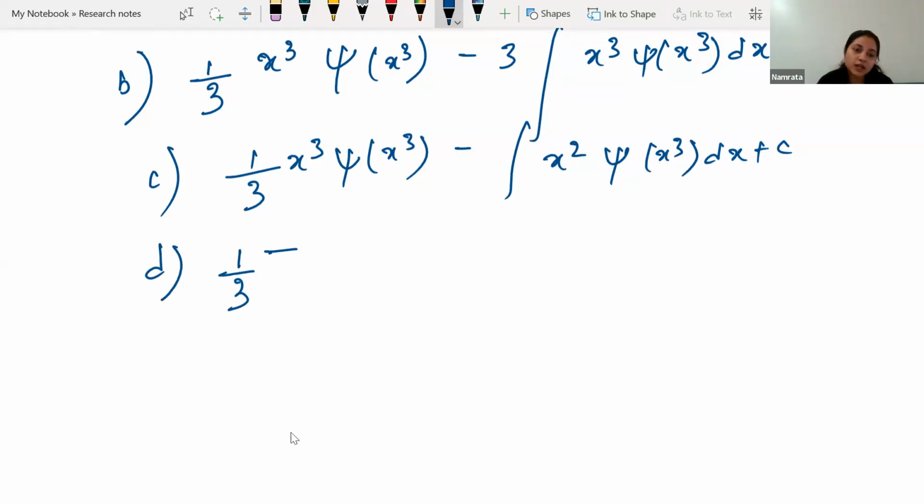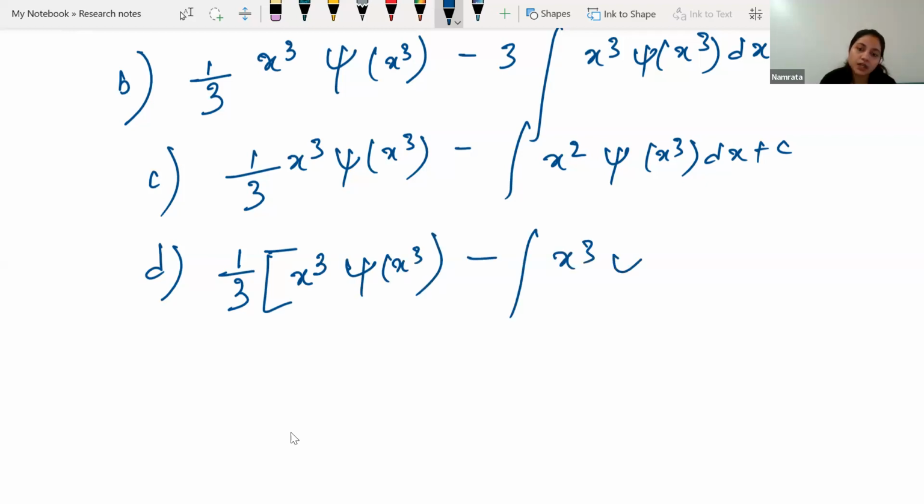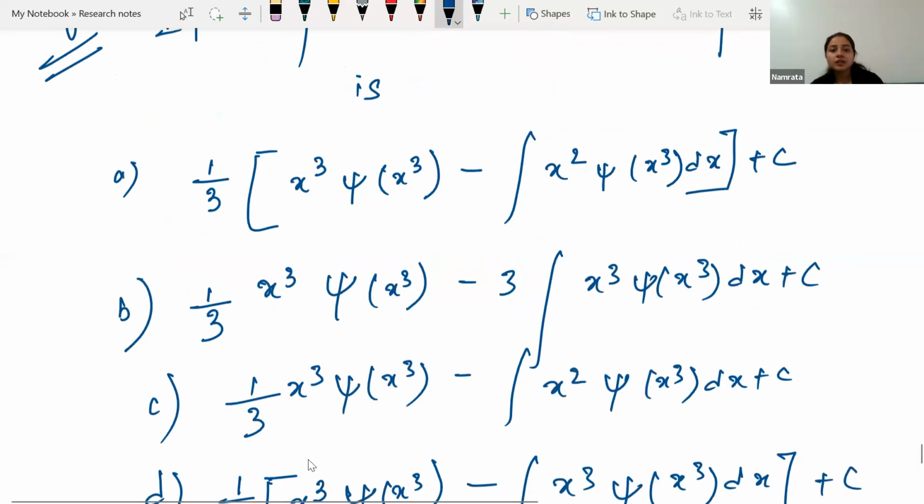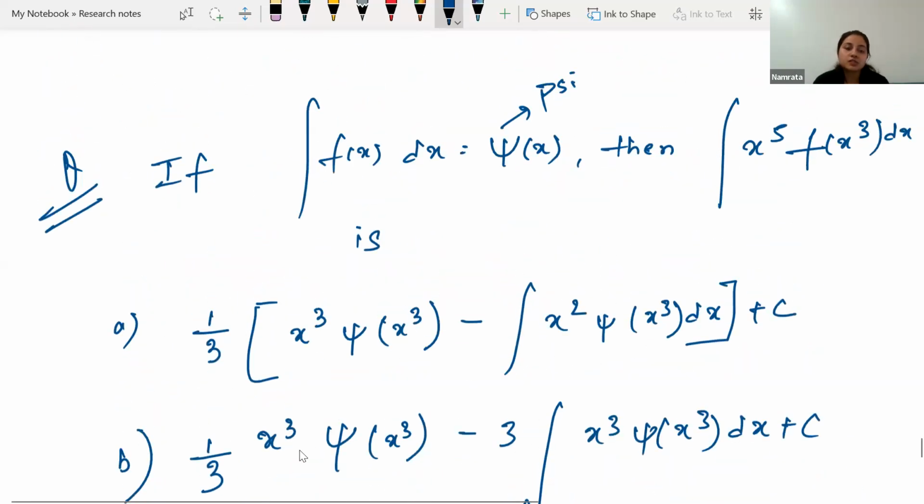If we keep our eye on the options, that will help us to solve the problem. That's why I am writing the options also. x cube psi x cube minus x cube psi of x cube dx plus c. Okay, these are the four options and the question is this one.